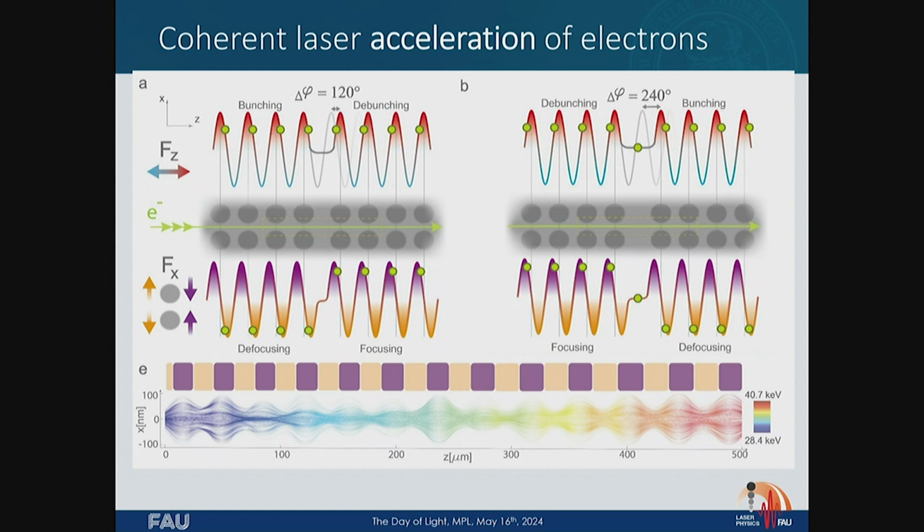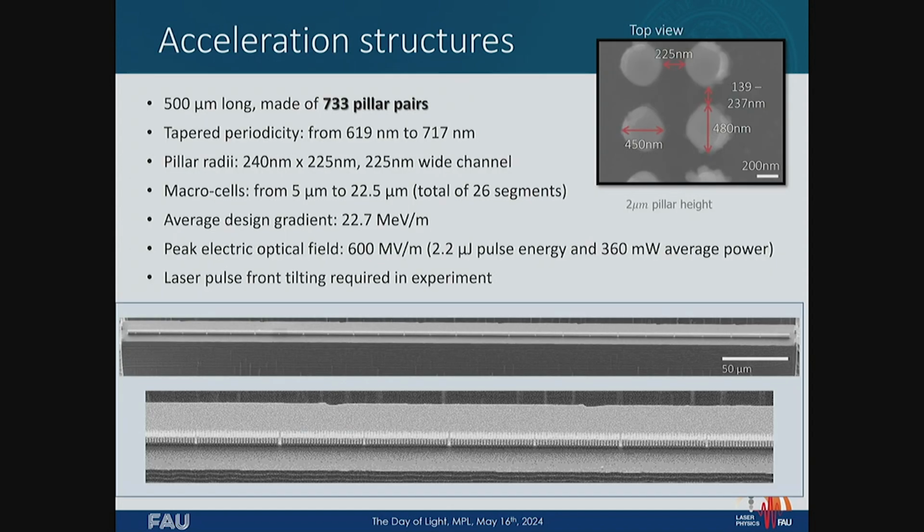You again see how the electrons breathe through the structure, and you see the changing color code, which shows you that the electrons gain energy from roughly 30 keV to 40 keV over half a millimeter. For people versed in accelerator physics, this is what people call a alternating-phase focusing lattice, focusing, defocusing, focusing, defocusing, but all the time accelerating the electrons. If this works, that'll be fantastic.